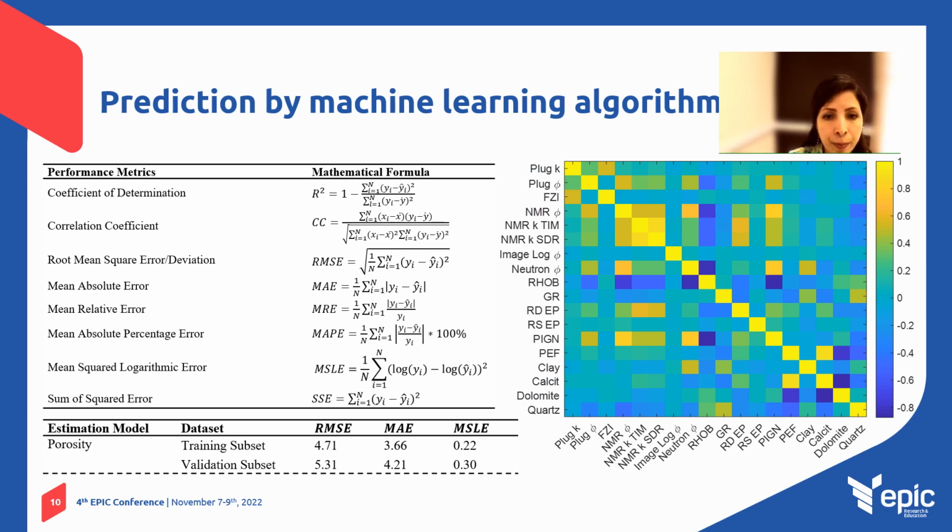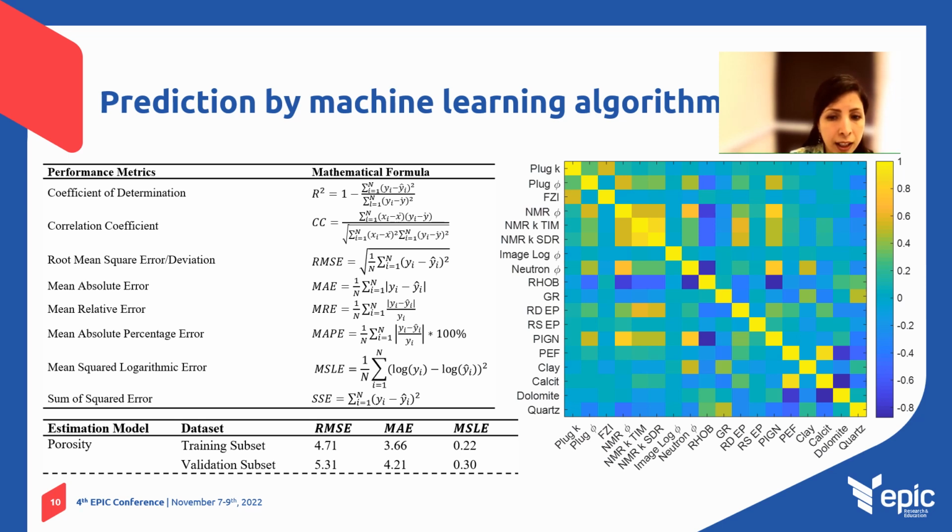You can see the figure. According to this matrix, the NMR porosity and permeability, neutron porosity, PIGN, deep resistivity, and quartz volume appeared as the most crucial features, and as a result, they were considered as input variables in the porosity machine learning approach. For the permeability prediction approach, we did the same, but because it shows more heterogeneity, we are improving our results to gain a better error.